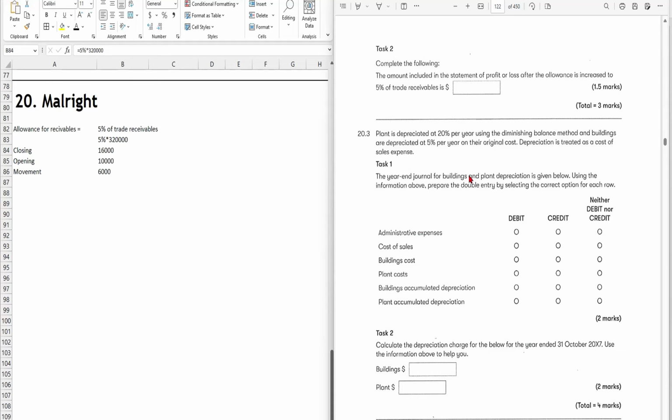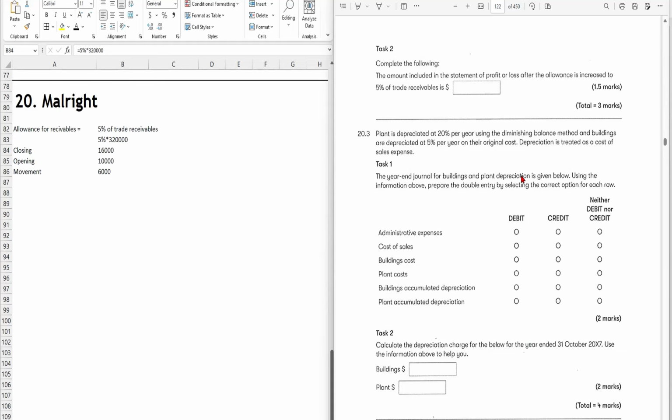No. Why? Because they specify that the depreciation is a part of cost of sales, not the administrative expense. So if you debit the administrative expense, it is totally wrong. You won't get your credit. You will lose the full 2 marks. Even though you won't get partial marks here, you will lose the full 2 marks. So that's why it's very important to read the requirement.